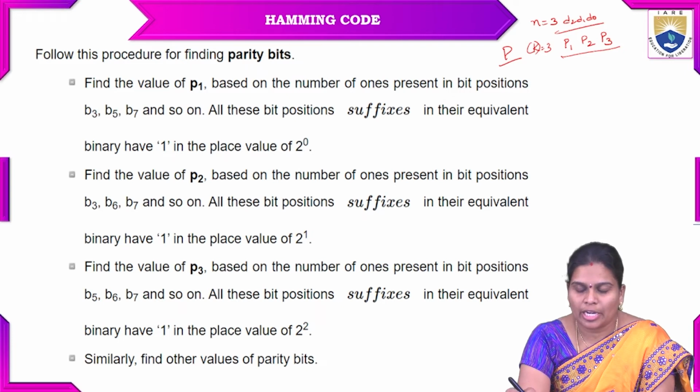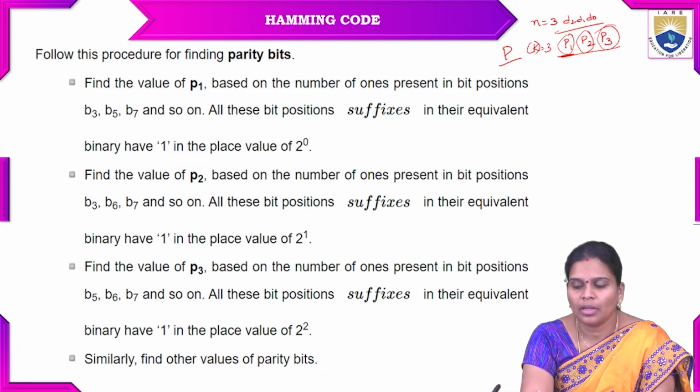Where we place the data bits and parity bits, we'll discuss after this. Before that, how do we find the P1 bit, the P2 bit and the P3 bit? First we check the first parity bit and find the value of P1, based on the number of ones present in the bit positions.